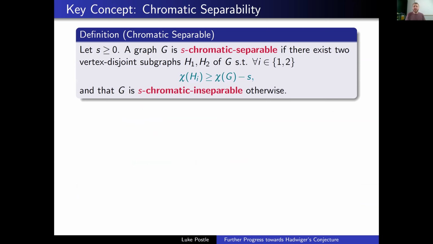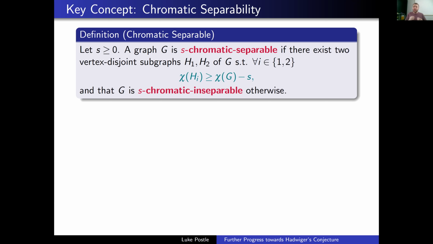Okay, so now let's use this. How do we do it? Here's the key concept we came up with. A graph G is S chromatic separable if there exist two vertex disjoint subgraphs H1, H2 that have chi of Hi at least chi of G minus S. So let's think, can we split up the graph? Can we find two disjoint subgraphs with high chromatic number? That would be very nice. We'll call it S chromatic separable then, and S chromatic inseparable otherwise, if we can't do that division.